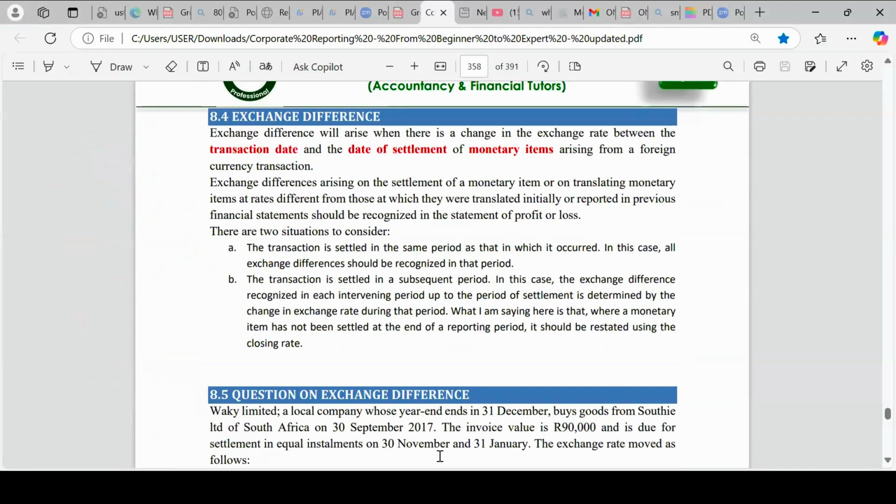So exchange difference will arise when there is a gap between the transaction date and the date of settlement. Whenever it is monetary items, you're going to have exchange difference. Whenever it is a non-monetary item, remember you are keeping it at the historical rate. The rate at which they came into your books is how you're going to leave them.